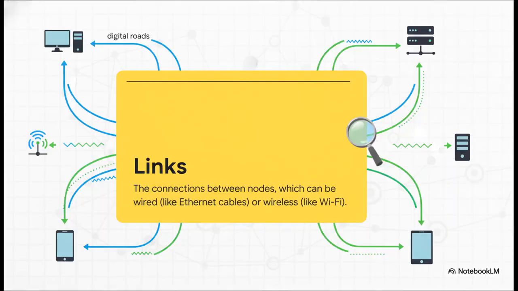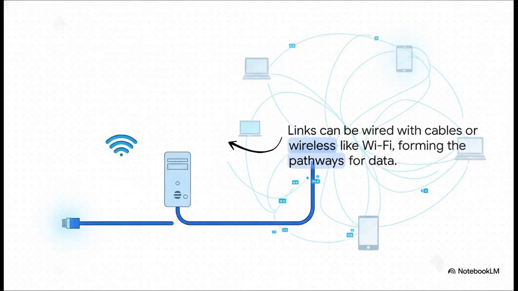But what good are houses in a neighborhood if there are no roads connecting them? Not very useful, right? That's exactly where links come in. Links are the pathways, they're the digital roads that connect all of our nodes and let them talk to each other. And these links can be stuff you can actually see and touch, like the Ethernet cables you might plug into your laptop. Or they can be totally invisible, like the Wi-Fi signal that's filling the room right now. They're just different kinds of roads for your data to travel on.